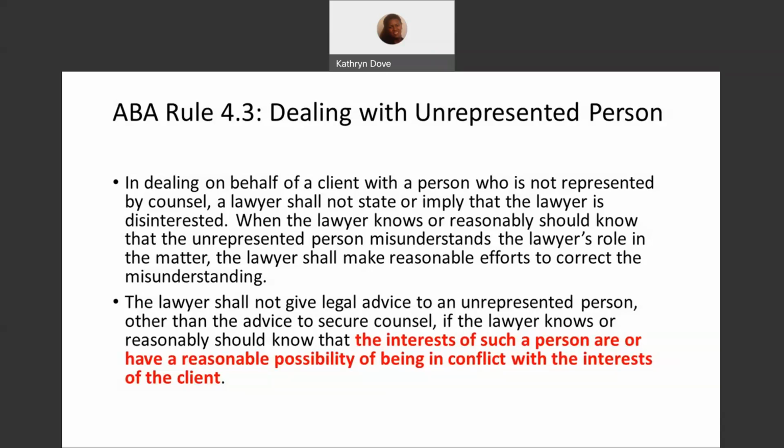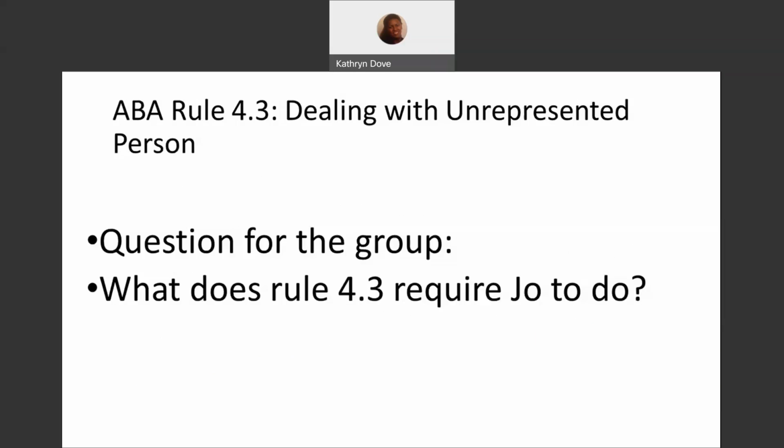So if the lawyer and the client have a conflict of interest, possibly due to some financial issue in the contractual agreement, the lawyer should recommend to the unrepresented person that they go hire their own attorney. So the question for you in the Module 3 discussion is, what does Rule 4-3 require Joe to do in our scenario involving the purchase of the boat?